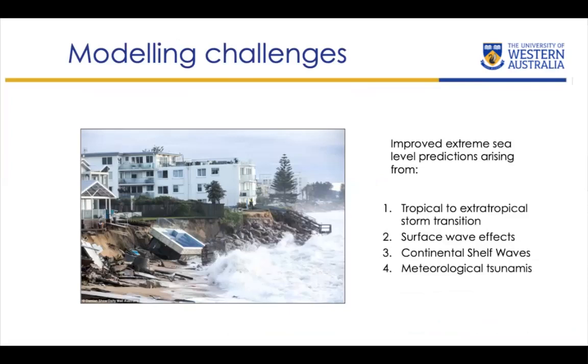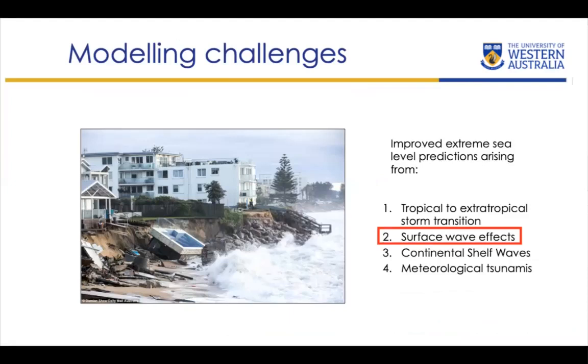Through that work, we identified a few different challenges with modeling the extreme sea level. So the type of storm, in particular tropical to extratropical storm transition, surface wave effects, so wave setup and other effects, continental shelf waves, and meteorological tsunamis.